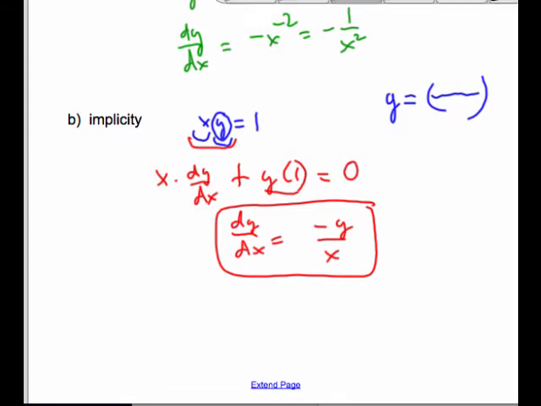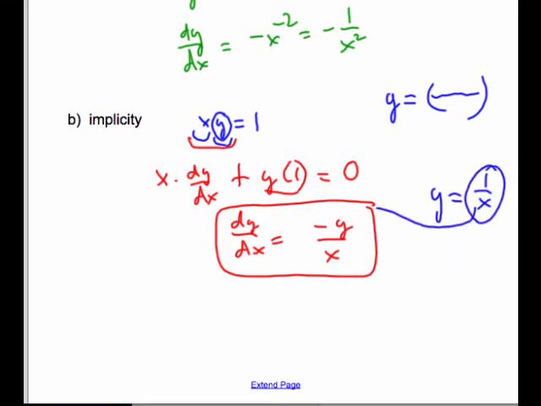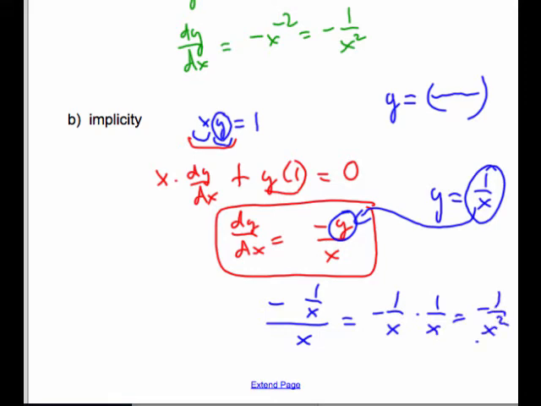Now, because we actually know in this question that y was 1 over x, you'll notice that if you substitute this in place of y, negative 1 over x divided by x would be negative 1 over x multiplied by 1 over x. I get the same derivative as I had when I did it explicitly. So these processes are equivalent.